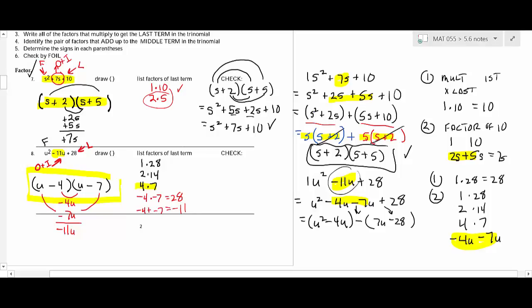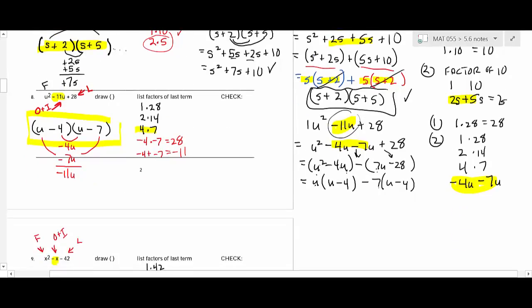All right, what's the common factor between u squared and u? U. So u times u is u to the second. U times 4 is 4u, like that. What's the common factor for 7 and 28? 7. So 7 times u is 7u. 7 times 4 is 28. Okay, like that. Okay? Now, notice what's in common is u minus 4. So the answer would be u minus 4 there. Take your hands and cover. What's left? U minus 7.